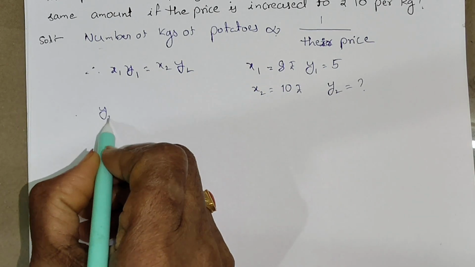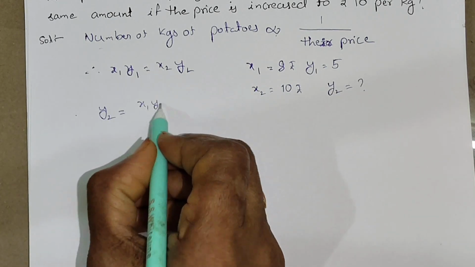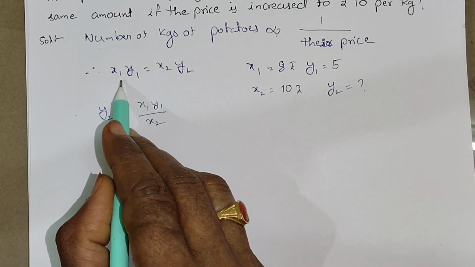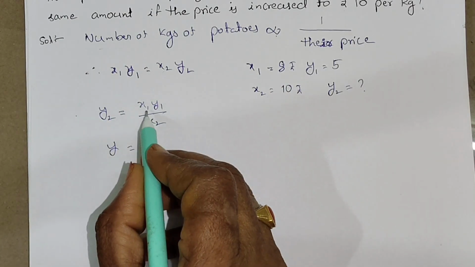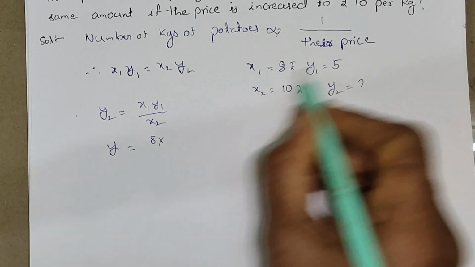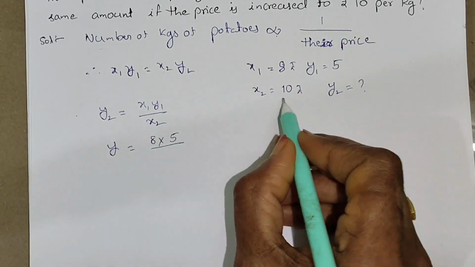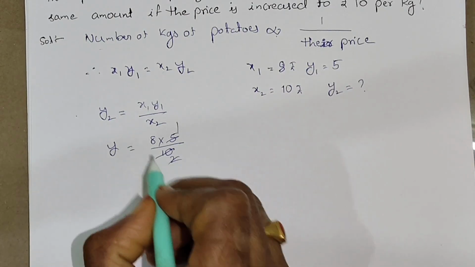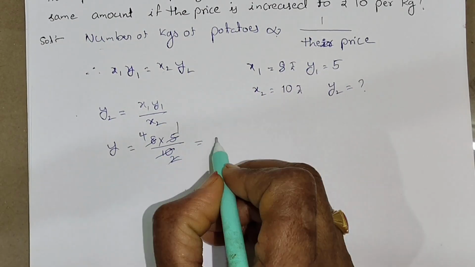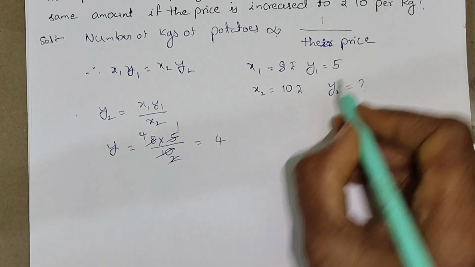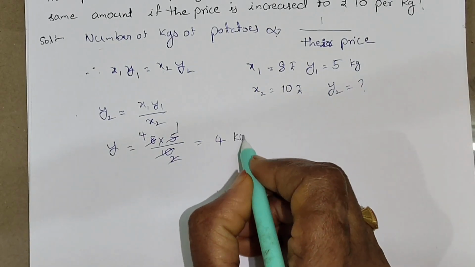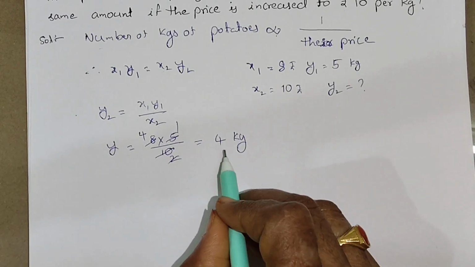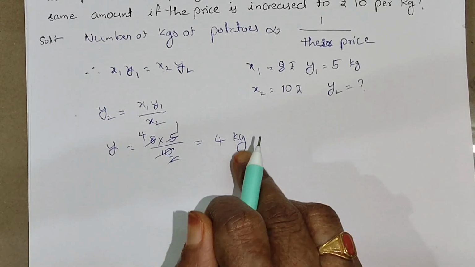First we write y2 equal to x1 y1 by x2. Carry x2 to the other side and divide. y2 equals x1 which is 8, into y1 which is 5, by x2 which is 10. Cancel: 5 ones are 5, 5 twos are 10, so we get 4. Here 4 is the kgs. She buys 4 kgs of potatoes at 10 rupees per kg.